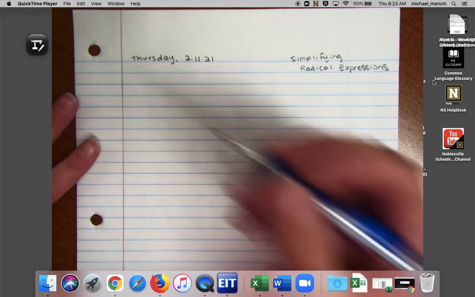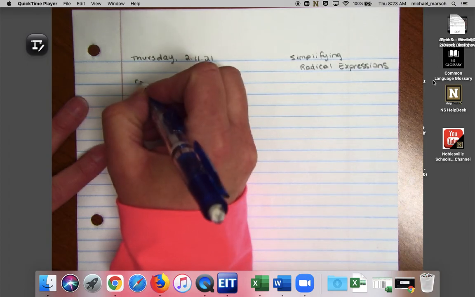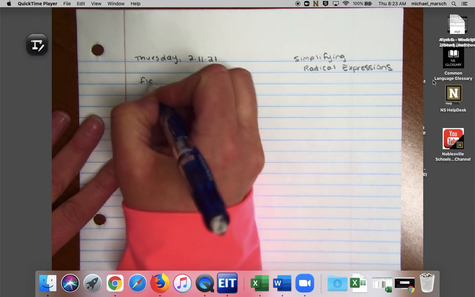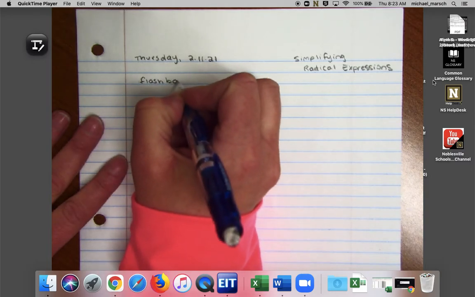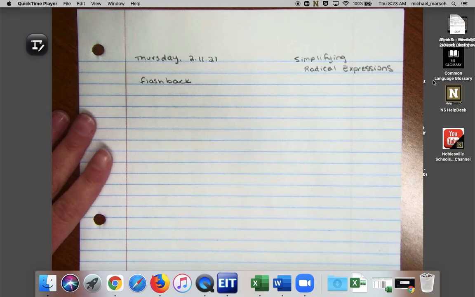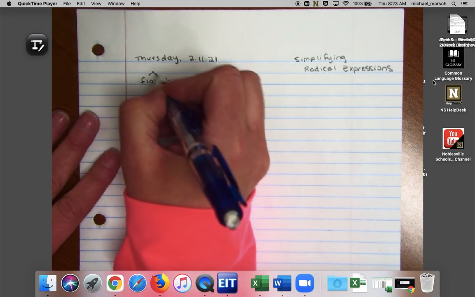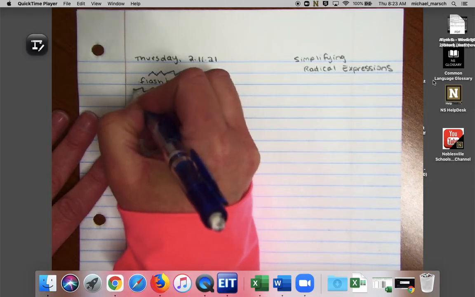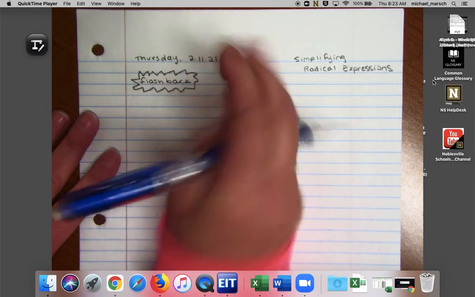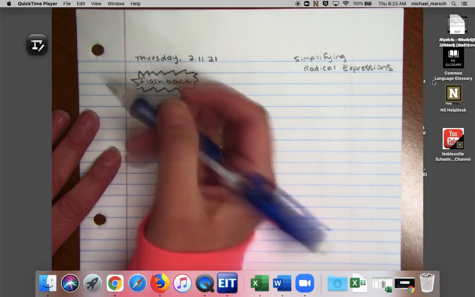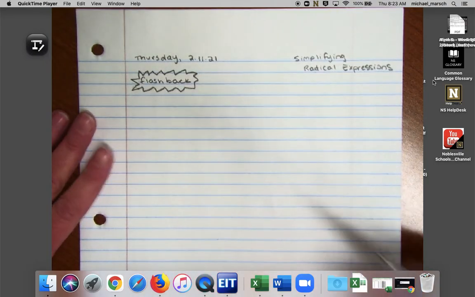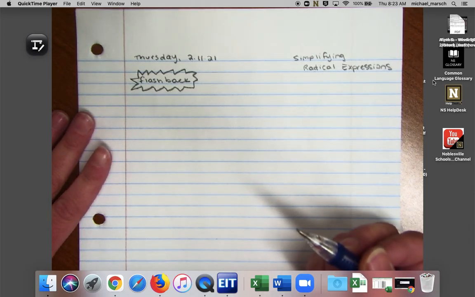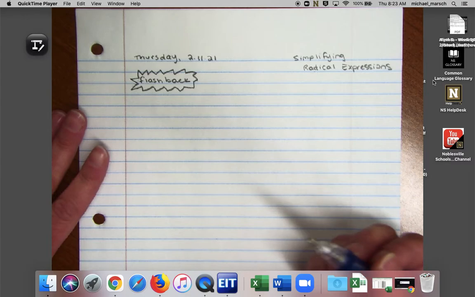So let's just do a little bit of a, we'll call this a flashback for today. Remember back in elementary school when you had to find the factors of a number? So you did like an old school factor tree. You know what I'm talking about?